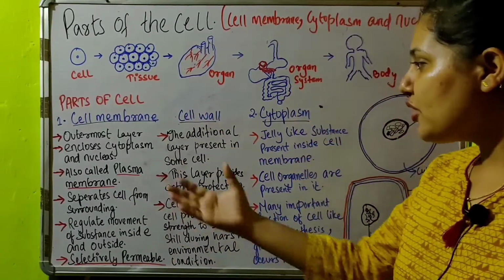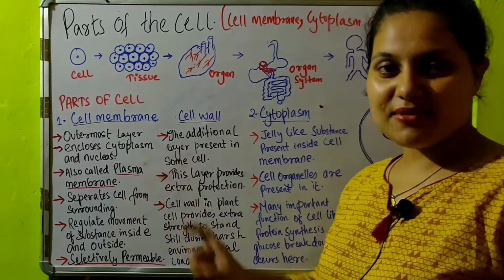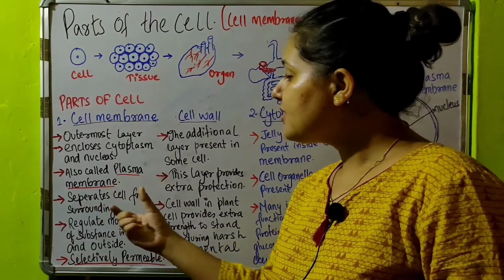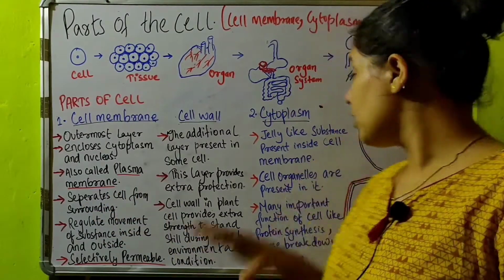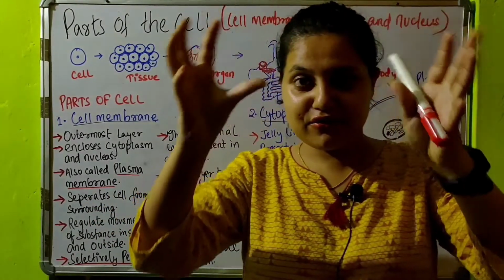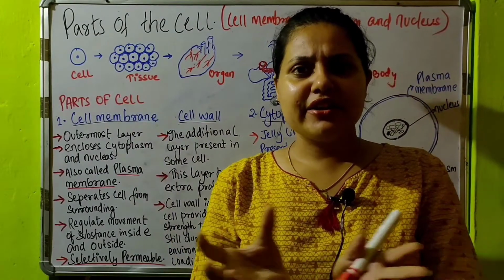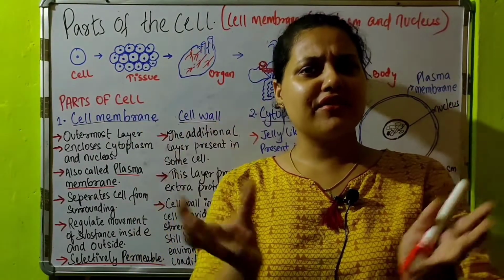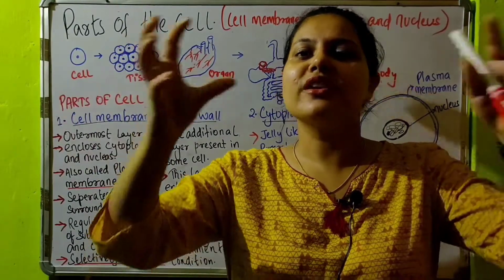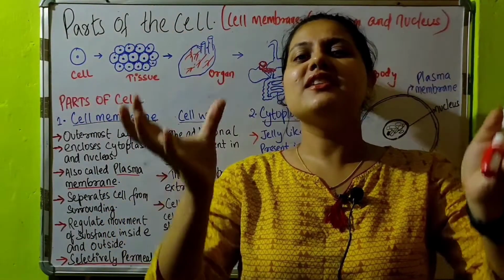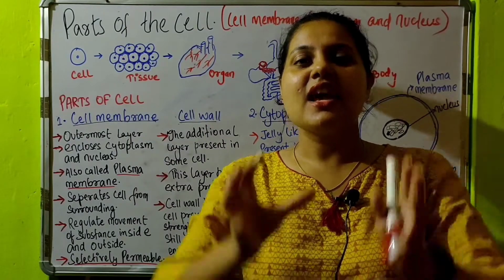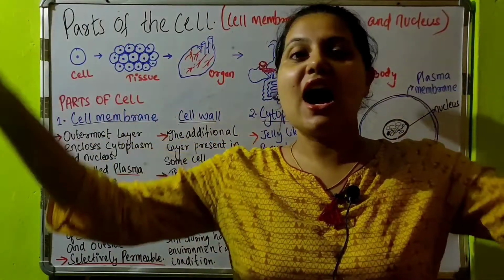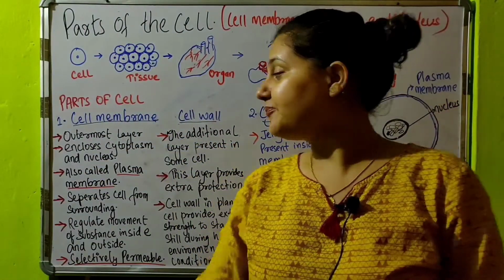Alright, now you see it is also known as plasma membrane, right? And then it separates the cell from surrounding. Now what is the function of that? If we are doing like this, that means it is covering the cell, right? And if anything is covering the cell, that means it is surrounding the cell. And if anything is surrounding the cell, it is surrounding the cell from the outer environment, right?